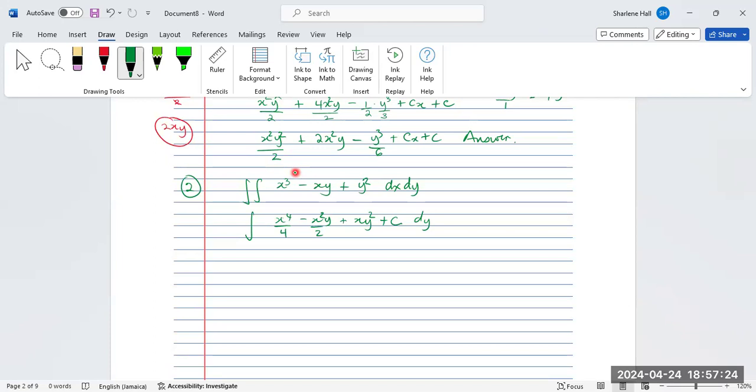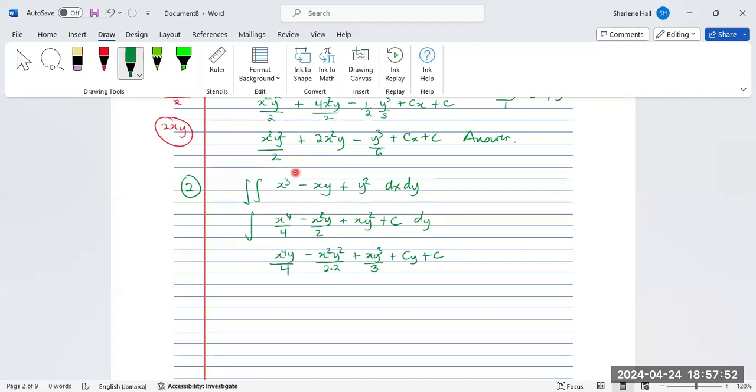What is this when I integrate with respect to y? What do you think I'm going to get? X to the fourth y over 4. Very good. Minus x squared y squared over 2 times 2, don't? Yes, sir. Good. Plus x y to the third over 3 plus cy plus c.